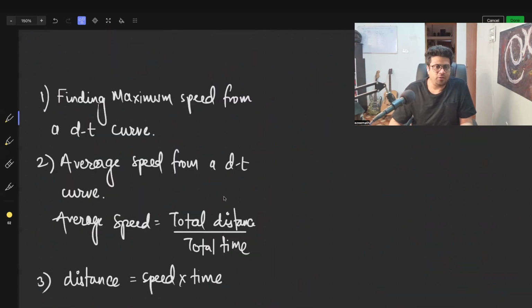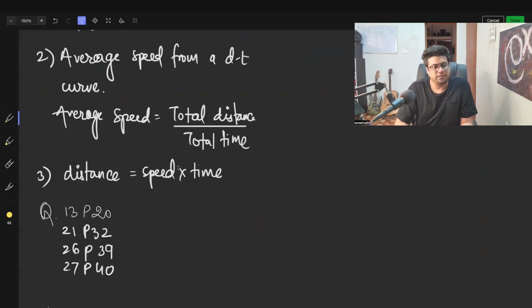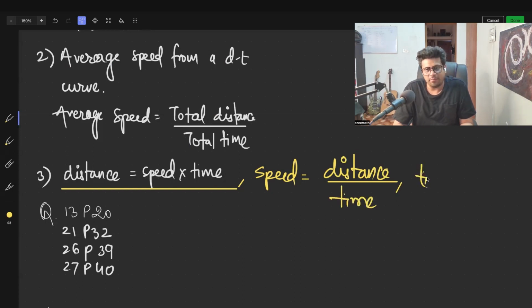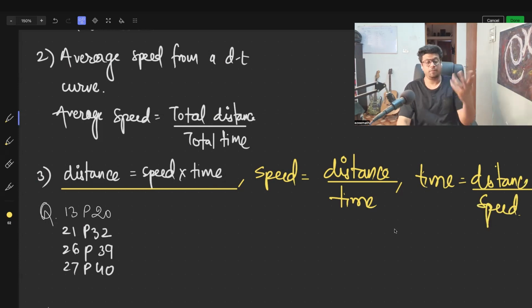Okay. Now, of course, the formula I want you to remember: distance is equal to speed into time. We can iterate this to give you speed also, distance divided by time, or time is going to be distance divided by speed. That's also a way you can use this formula.